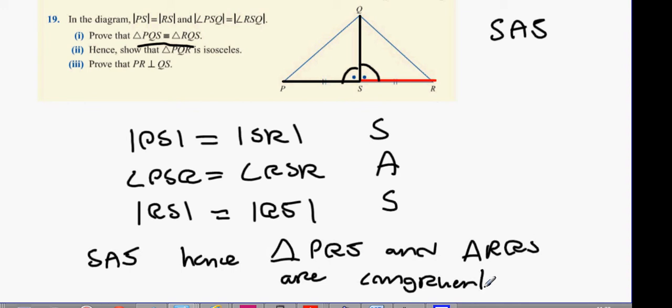Okay, so that's them done. What's the last line? SES, hence I know the last of the three, yeah. QS equals QS. Okay, lads.